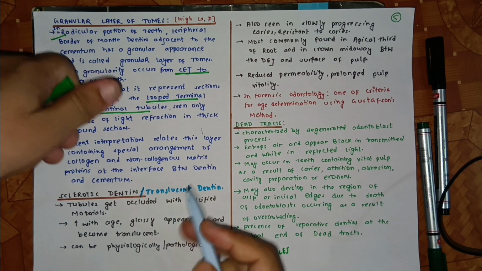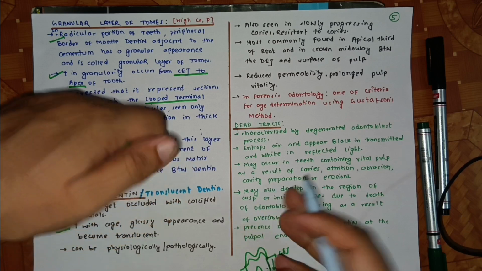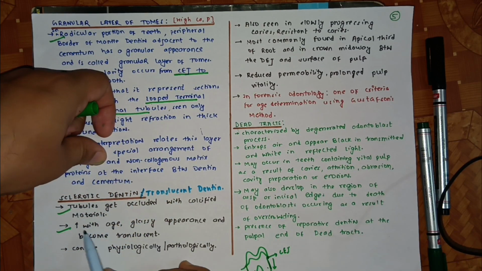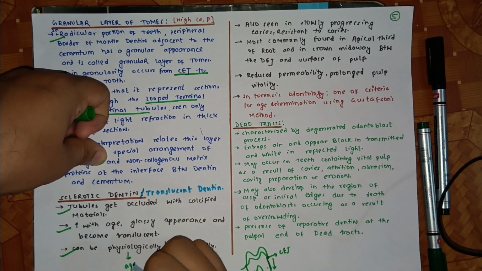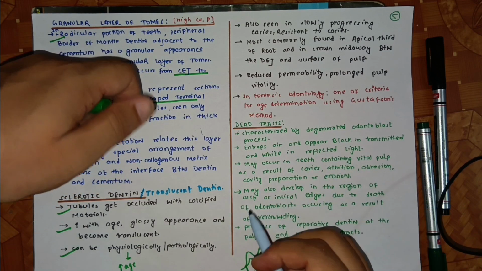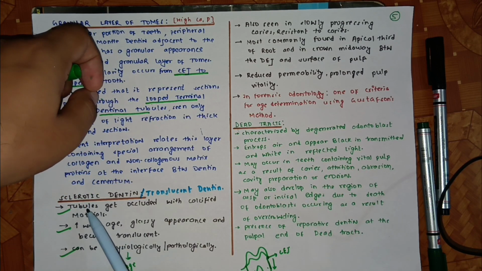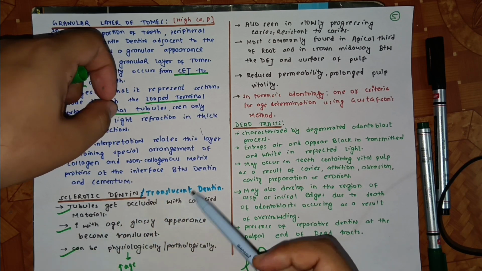The tubules get occluded with calcified material, and with age they take on a glassy appearance and become translucent, appearing like glass. It can be physiological or pathological. It can be physiological by aging: when the age of a person increases, there is an increase in the amount of sclerotic dentin, as the dentinal tubules are calcified.